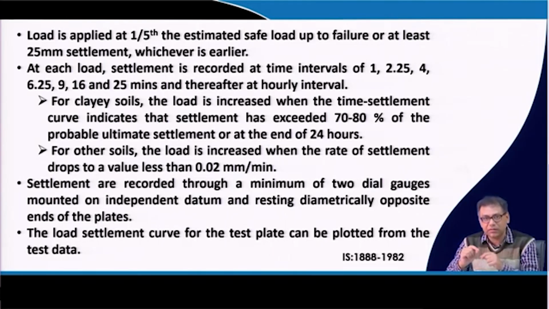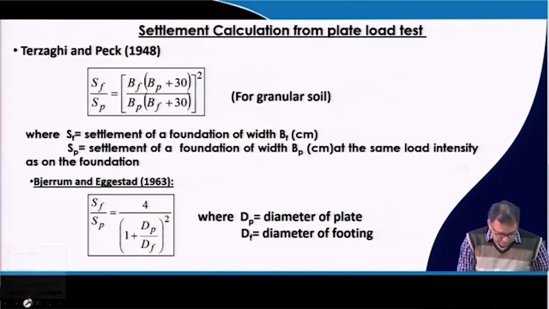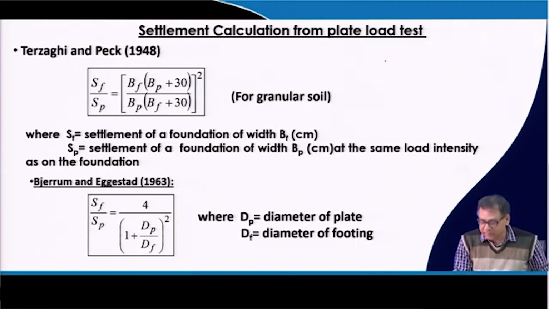2 opposite corners of the plate, and the average of these 2 dial gauge readings will give you the settlement of the plate. Okay. So, that means the load settlement curve is what we will ultimately plot from this test. So, once we get the load settlement plot, suppose we have the load settlement plot, this is stress or the load and this is settlement.